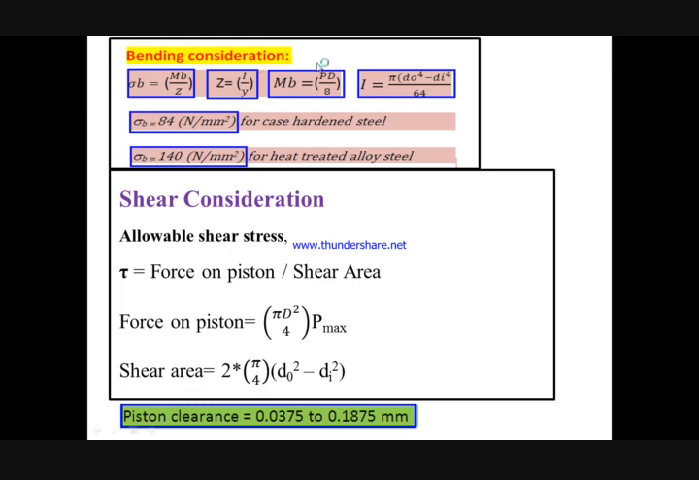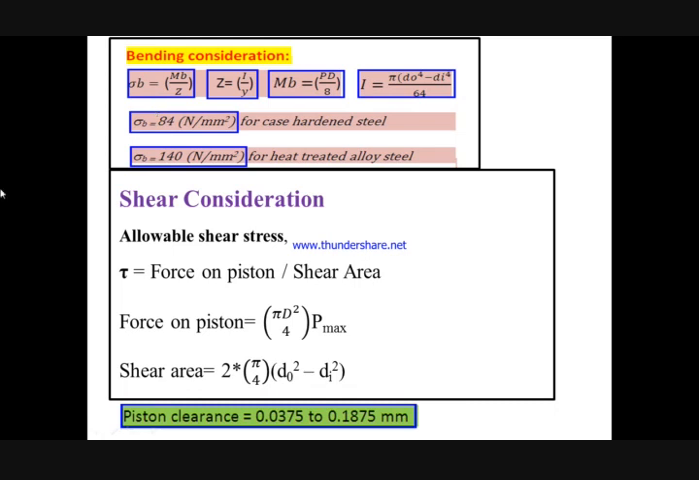Next, MB is the bending moment, given by P into D by 8. Whatever value of bending stress sigma B you get should be less than the allowable stress for that material. Suppose you use case hardened steel, its allowable stress is 84, so the stress induced should be less than 84. Then only is the piston pin safe.